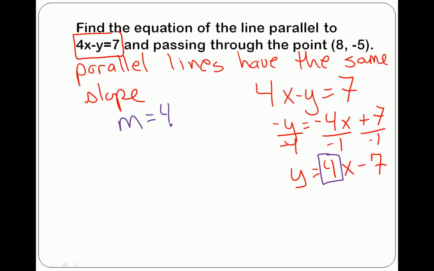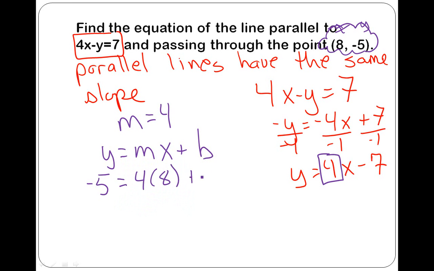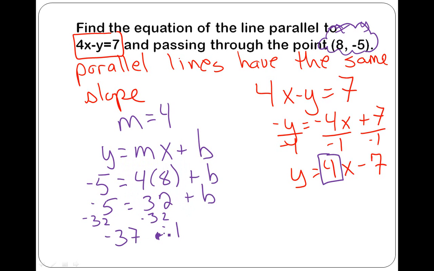So I have that. And I also know that it passes through this point, 8, negative 5. So if it passes through the point 8, negative 5, well, there's an x and a y. So I'm going to be able to use that to find my y-intercept. So y equals mx plus b. Negative 5 equals 4 times 8 plus b. Subtract. And b equals negative 37.